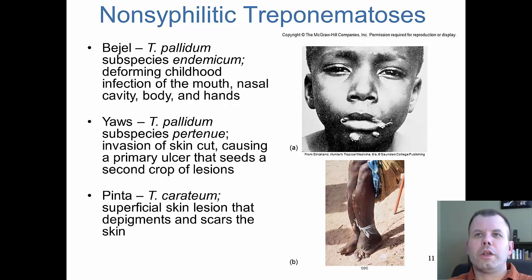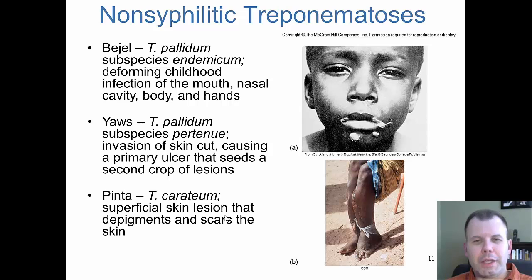Yaws is another one. This is invasion of a skin cut, causing a primary ulcer that seeds into a second crop of lesions, and again can be spread. And I think this down here is yaws, and so you can see skin lesions can cause an effect. And then pinta is a superficial skin lesion that depigments and scars the skin. And again, you have more of these. It might be one of these two, but these are examples of the different types of non-syphilitic treponemosis.